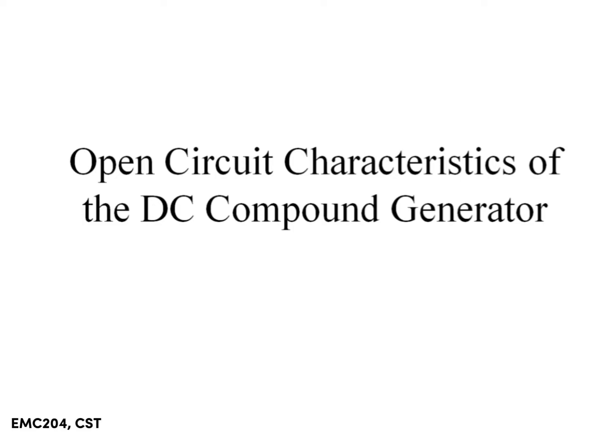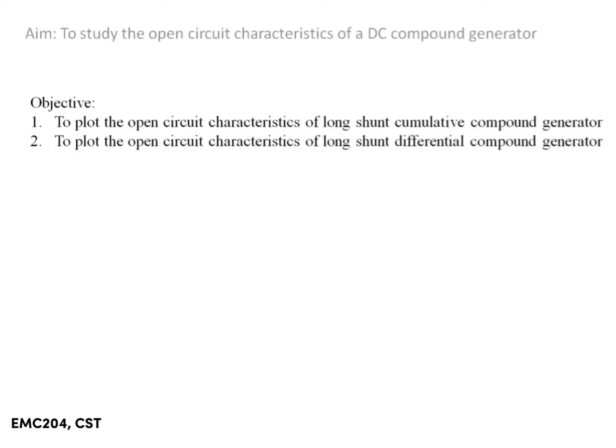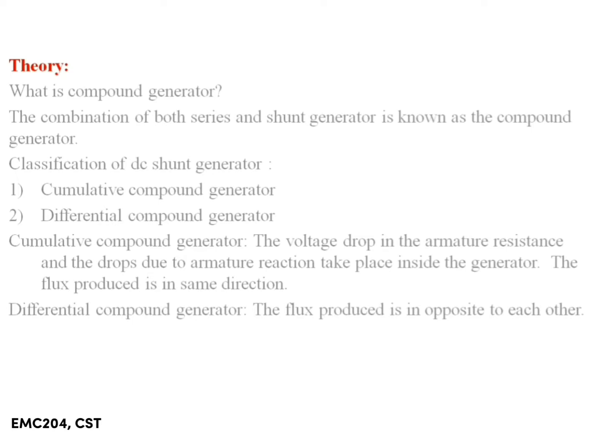The topic of our experiment is open circuit characteristics of the DC compound generator. So the aim of this experiment is to study the open circuit characteristics of a DC compound generator, and the objectives are to plot the open circuit characteristics of long shunt cumulative compound generator and to plot the open circuit characteristics of long shunt differential compound generator.